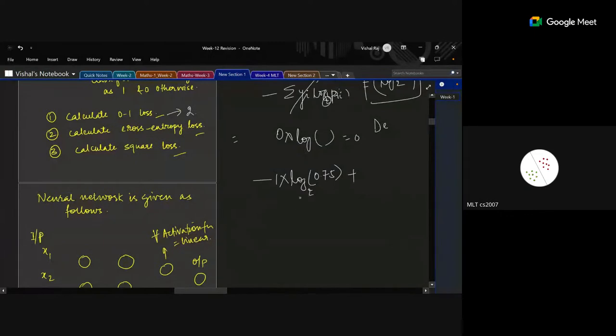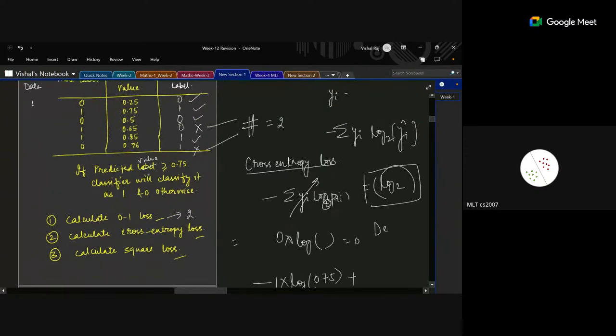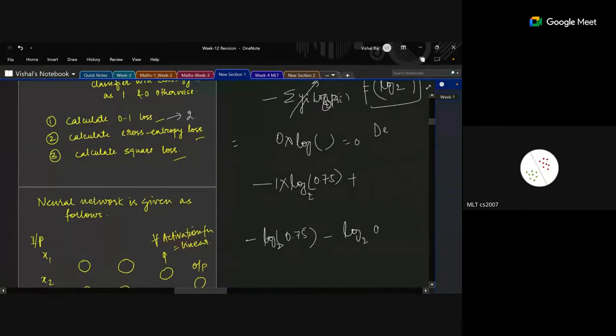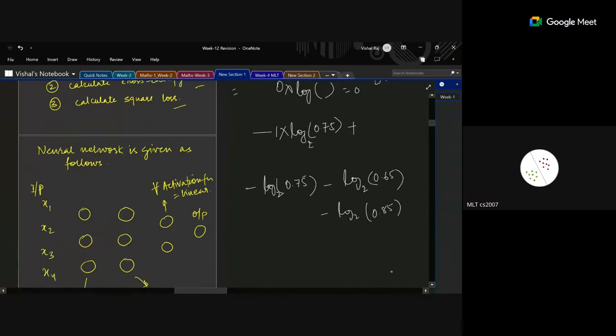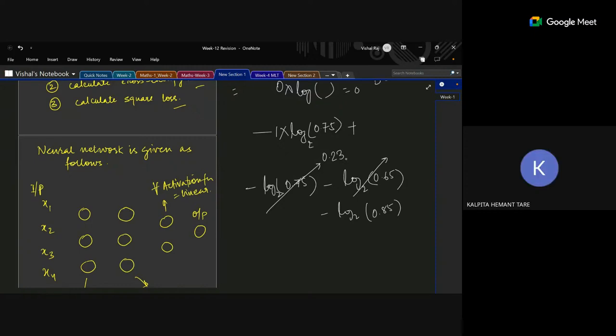Okay, so what is the value of log 2 0.75? It should be the positive value. Then you can calculate for 0.65 and 0.85. So log 2 0.65, then minus log 2 0.85. What value are you getting for this? Let me check the calculator. That will be 0.2344, and for this it will be somewhat greater than 0.2. So the total is coming to around 1.27. Is this correct? 1.27.